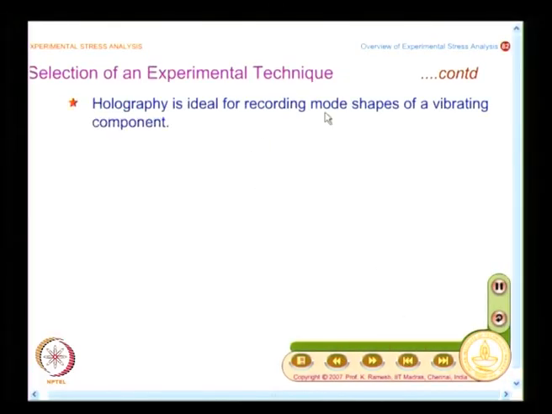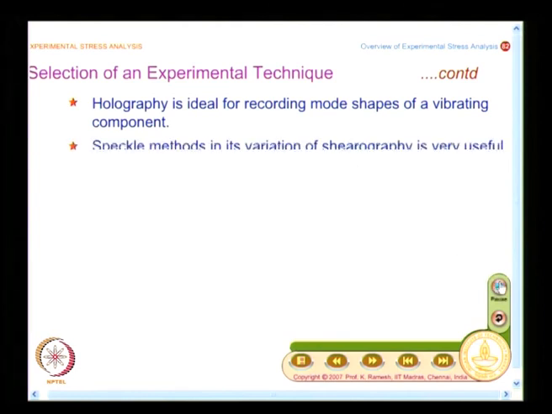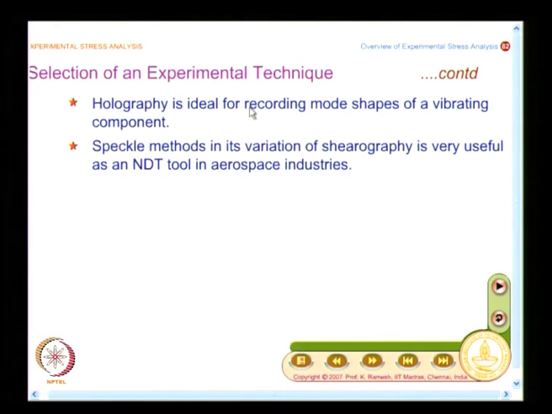The moment you think of vibration, holography is an ideal choice. See, I do not know whether you have done some experiments in your laboratory. When you want to find out the mode shape, you would normally sprinkle sand or lycopodium powder on a flat object. As long as I am working with a flat plate of different shapes, I can do the analysis with sand or lycopodium powder, and find out the nodes.